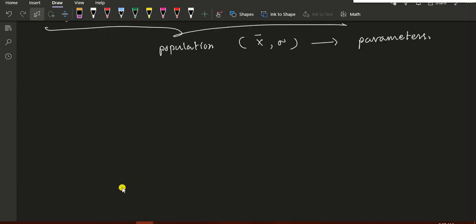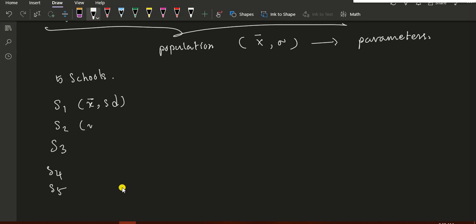Now, in city A, we have 5 schools. School 1, school 2, school 3, school 4, and school 5. Each school is a sample, and we can also calculate its mean, small x, because it's the sample mean, and its standard deviation. Same goes here, standard deviation.